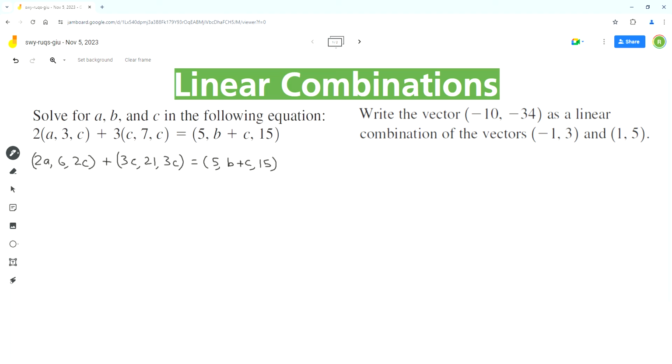Now we can add the two vectors on the left side. So we'll add their x components, y components, and z components. So the x components are 2a and 3c. So that's the x component of the combined vector. Now the y components are 6 and 21, and 6 plus 21 is 27. And the z components are 2c and 3c, and 2c plus 3c is equal to 5c.